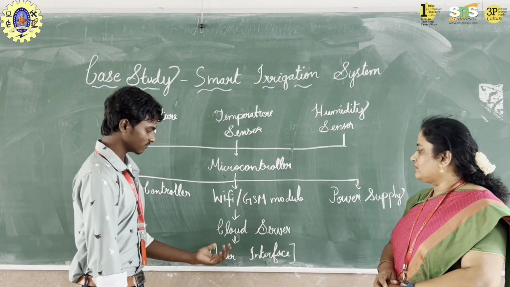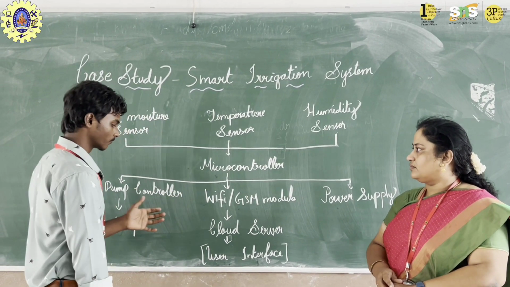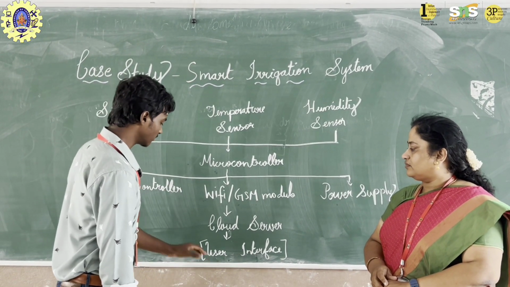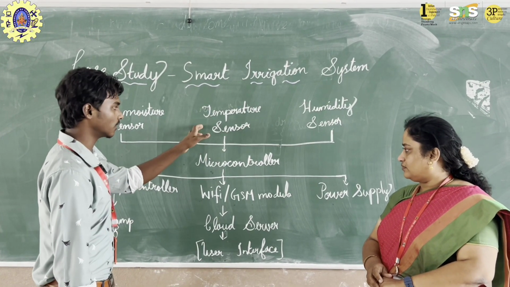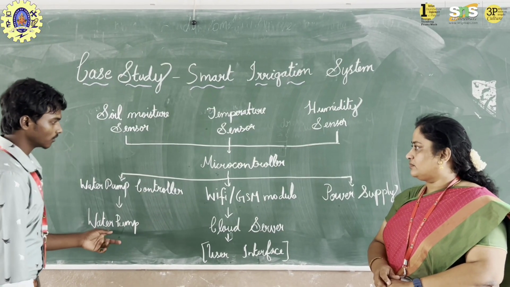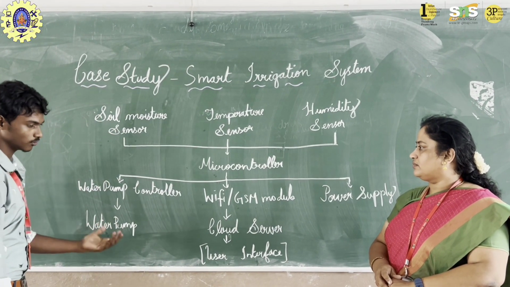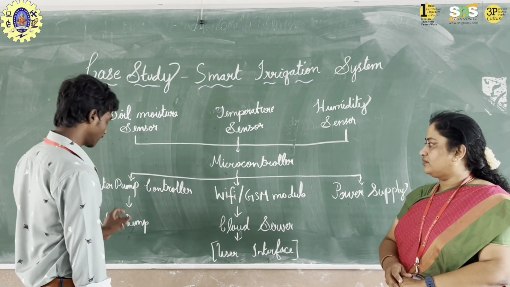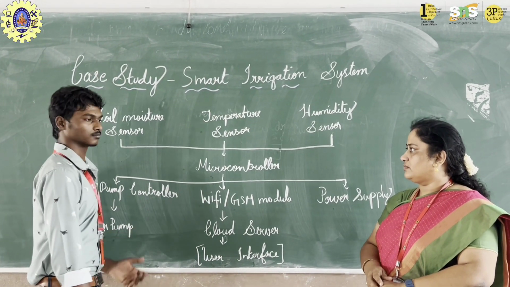All these components connect with the user interface. This user interface provides all the controls for the smart irrigation system, like when to switch on the water pump. At a certain temperature level the water pump should turn on, or a certain moisture level indicates that we need to take an action. So that's the whole architecture of the smart irrigation system.